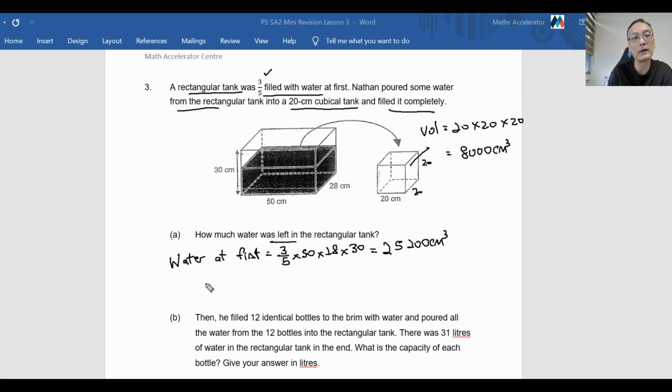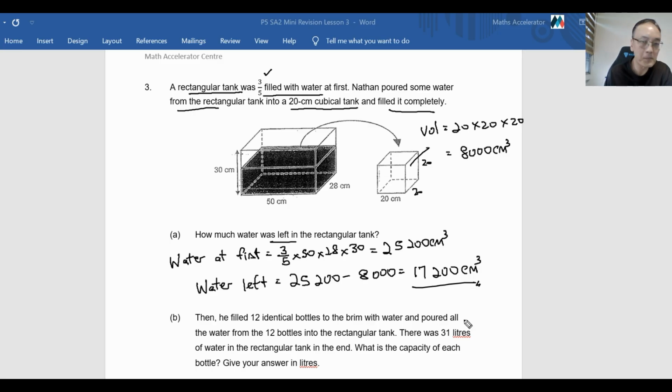So now we can find out how much water was left. Okay, water left. So we do a subtraction. 25,200 minus away 8,000. And we arrive at 17,200 cm cubed. So that's our answer for part A.